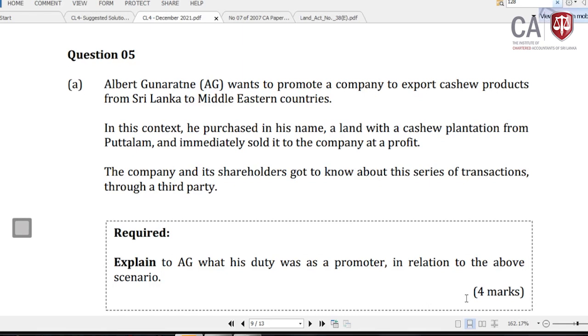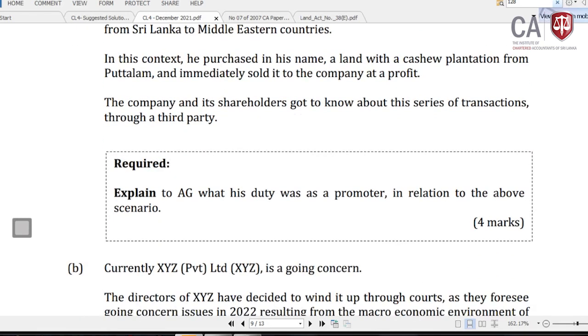Since AG has failed to do this full disclosure, he will be liable to give back the profit made by him in this particular transaction to the company. So, he has to make good the loss suffered by the company. According to my explanation, that profit of 2 million, he has to give it back to the company since he has failed to make a full disclosure. Right. So, that is the answer for part A of this question.